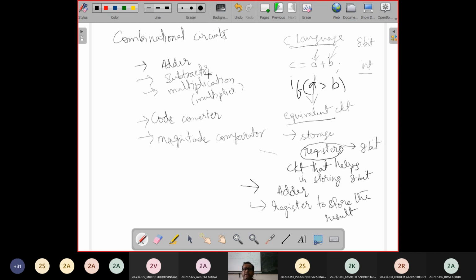Yes? Online guys, do you agree? Yes, sir. So these are some of the examples of combination circuits.